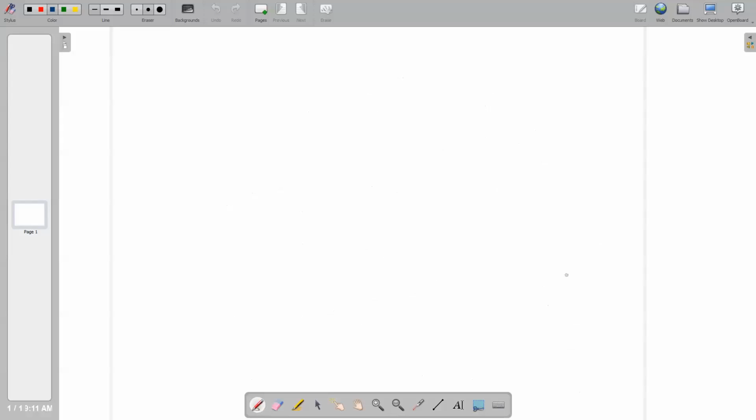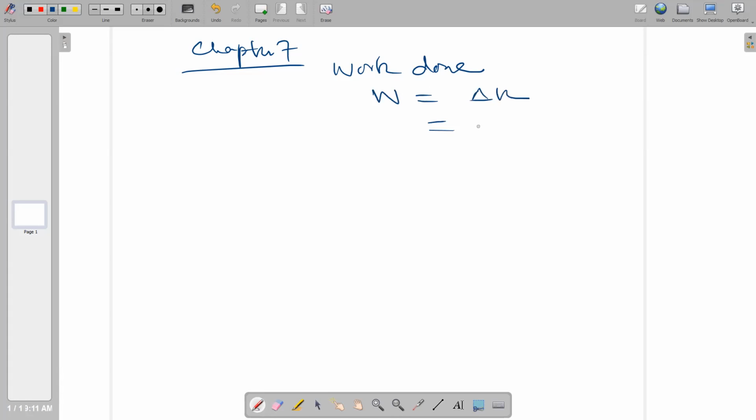So in chapter number 8, chapter number 7, first I want to discuss with you chapter number 7. In chapter number 7, what have we studied? We have studied about the work done. In the work done, you have seen that work done is equal to change in kinetic energy, meaning W is equal to delta K. So delta K is what? 1/2 m v_f squared minus 1/2 m v_i squared. And this is also called the work energy theorem.